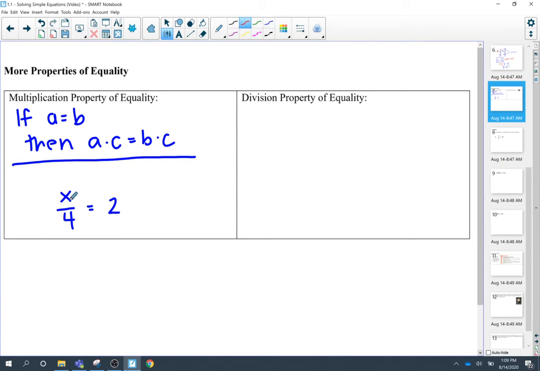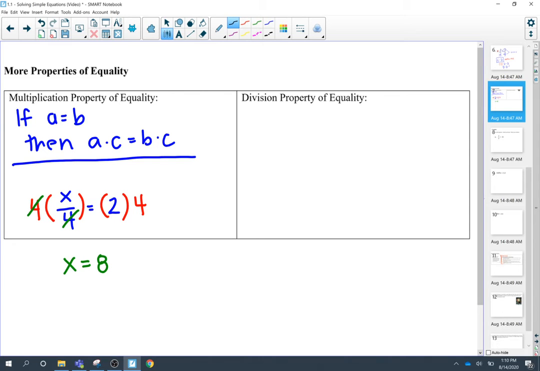Well, right over here, I'm dividing by 4. If I want to get the x by itself and get the 4 to the other side, the opposite of division would be multiplication. So I would multiply this side by 4, and I would multiply this side by 4. Right there is your multiplication property of equality. Now, the 4 and the 4 cancel, which leaves you with your x, and then your 4 times your 2 is going to give you 8. And then in this example, 8 would be your solution.